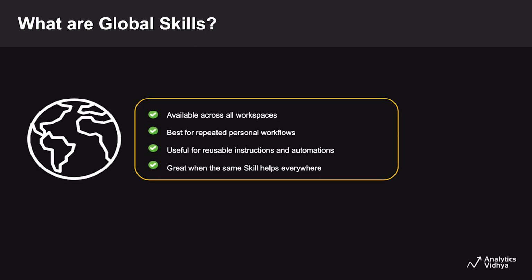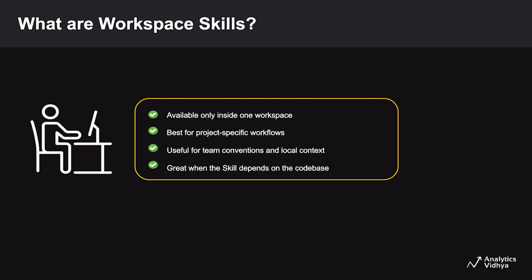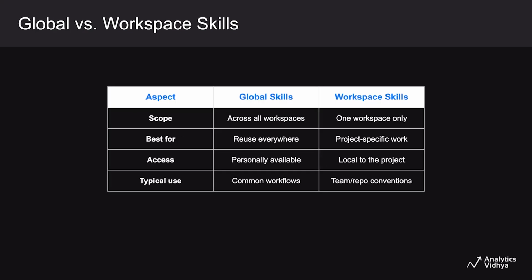Global skills are the right choice when you want the same capability available everywhere in anti-gravity. These are ideal for repeatable patterns that are not tied to one codebase or one team process. While workspace skills are more focused, they are great for project-specific workflows, such as a team's deployment process or testing conventions. So, when a skill depends on the structure, rules, or practices of one workspace, that is where workspace skills make the most sense. This is the simplest way to compare them.